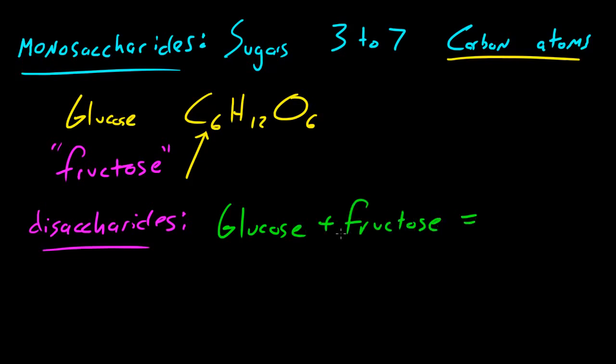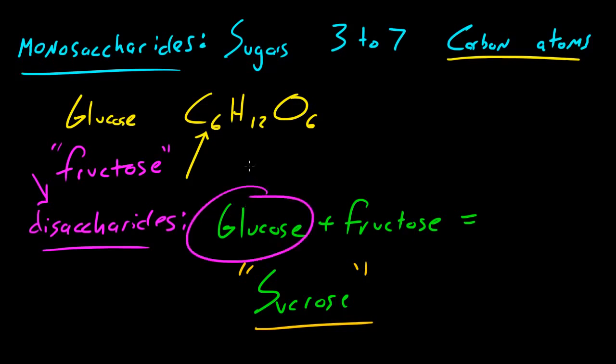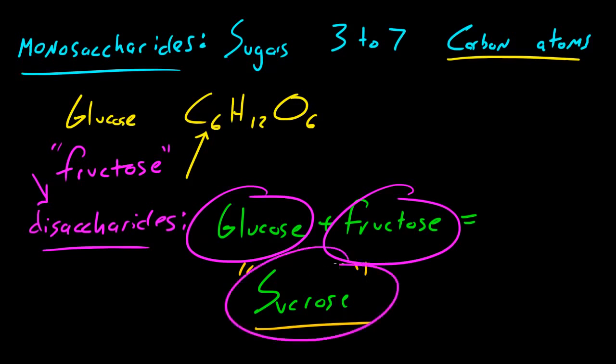you would actually end up with something called sucrose, and this is just the chemical name for table sugar. So sucrose is two monosaccharides joined together. Just to recap one last time, a disaccharide is defined as two monosaccharides joined together. Glucose is a monosaccharide, fructose is a monosaccharide, and sucrose is these two joined together, and that's why we call sucrose, or table sugar, a disaccharide.